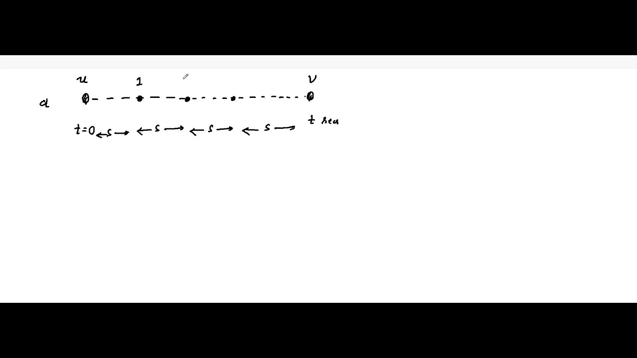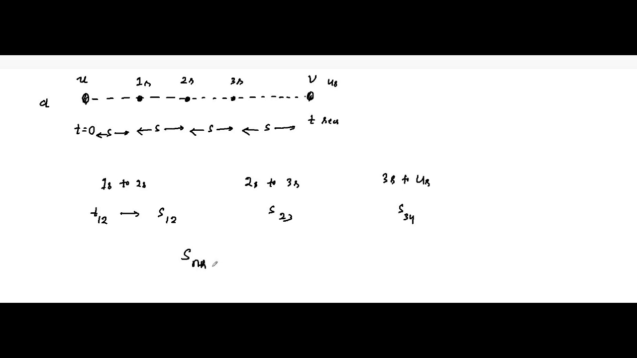Suppose this is at 1 second, this is at 2 seconds, this is at 3 seconds, this is at 4 seconds, like this. Suppose we want to determine how much the object got displaced in the duration from 1 second to 2 seconds. Similarly, from 2 seconds to 3 seconds, and from 3 seconds to 4 seconds, how much displacement happened. This is called the displacement of the particle during the nth second.